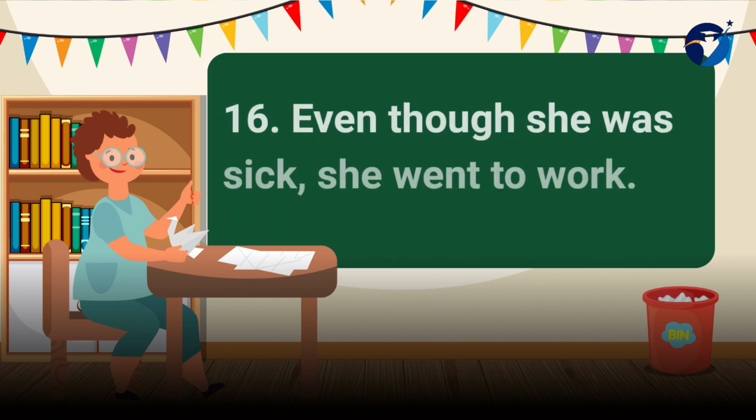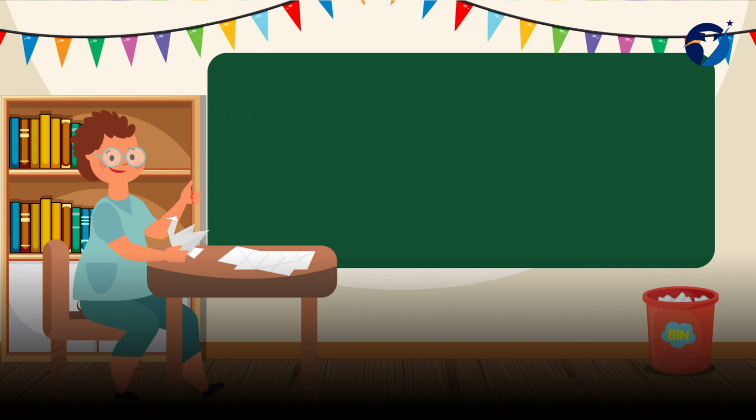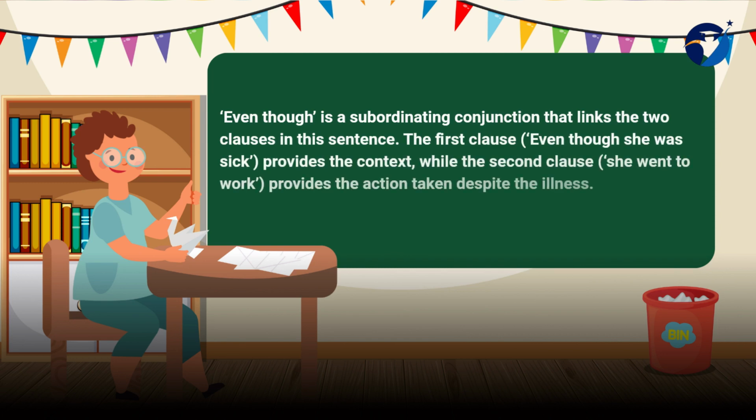16. Even though she was sick, she went to work. Even though is a subordinating conjunction that links the two clauses in this sentence. The first clause, even though she was sick, provides the context, while the second clause, she went to work, provides the action taken despite the illness.